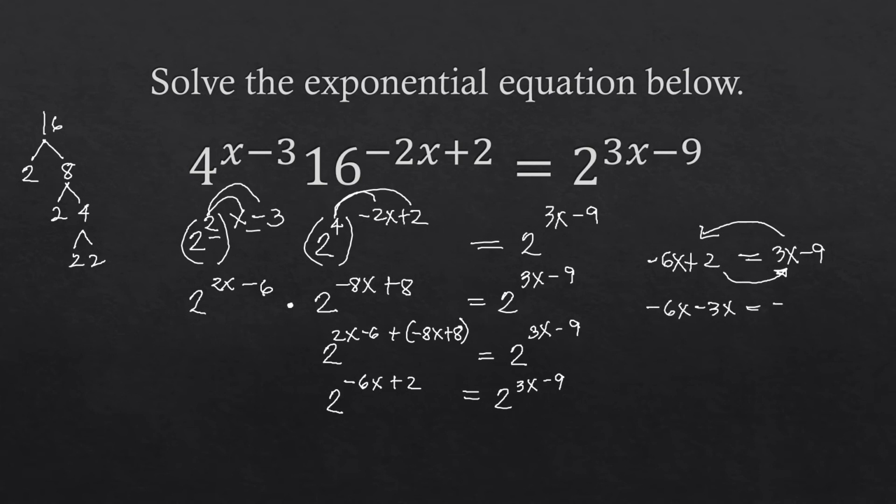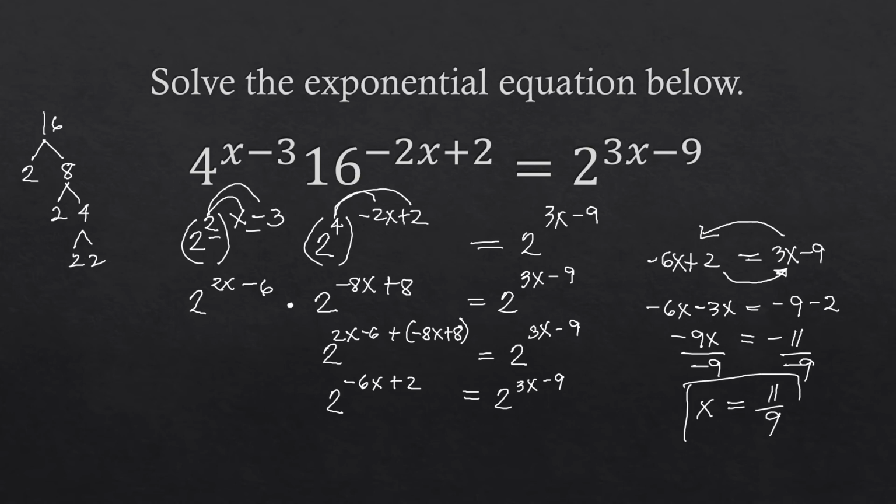That will be equal to negative 9 minus 2. Negative 6x minus 3x is negative 9x. That will be equal to negative 9 minus 2, that's negative 11. We're dividing this by negative 9, and so with this one, we have our x is equal to 11 over 9.